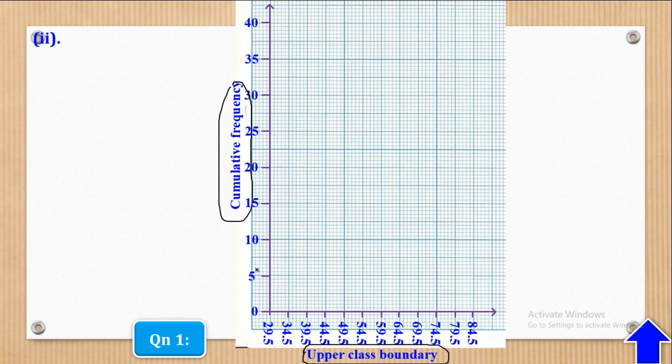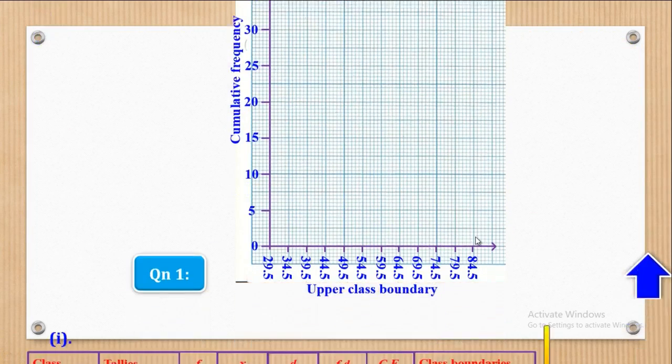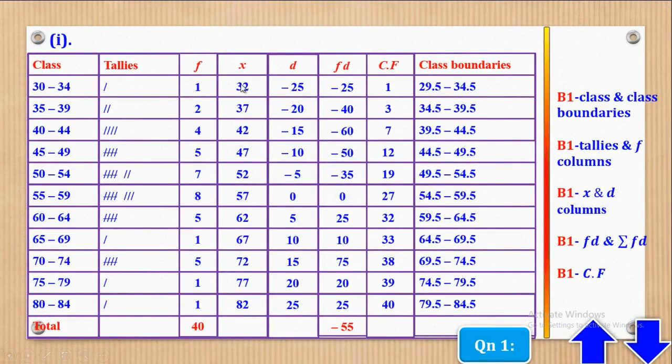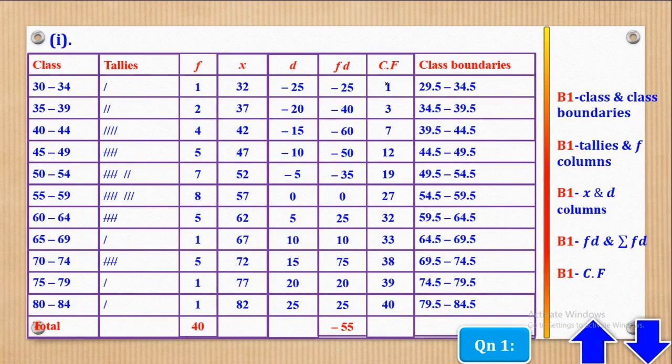Next is to plot. Plotting, we have to plot the upper class boundary with the corresponding cumulative frequency. For example, this value will be plotted with this, and this will be plotted with this, and this will be plotted with this, and so on.